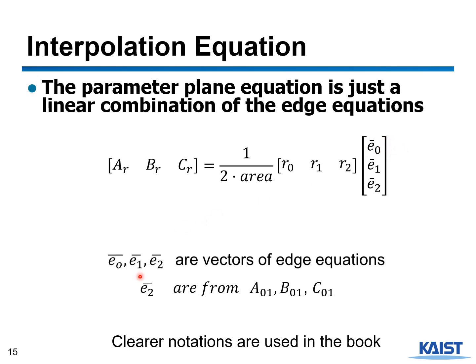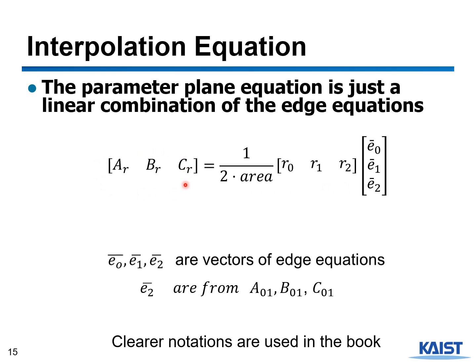Here E0, E1, E2 are the vectors of the edge equations, and E2 is nothing but the edge equation coefficients A01, B01, C01, coming from the edge between these two vertices, V0, V1. If you want clearer notation, I didn't really define E0, E1 here, but I recommend you look at my book. The main message is that once you set up the edge equation, those components are already given by the edge equation coefficients. We can also compute the triangle area with the edge equation.